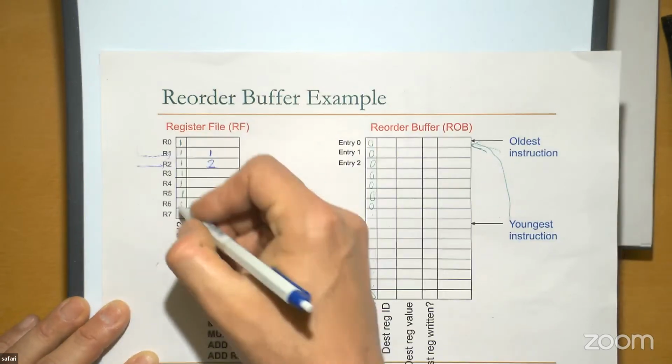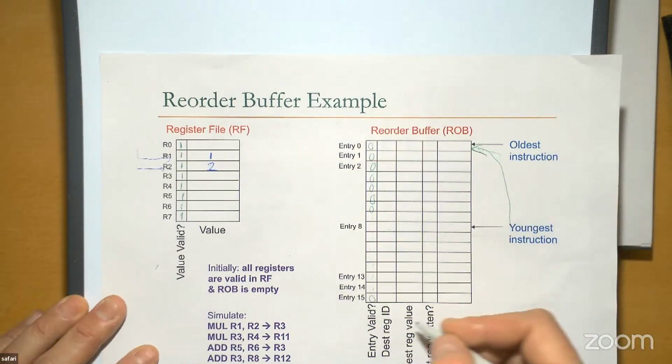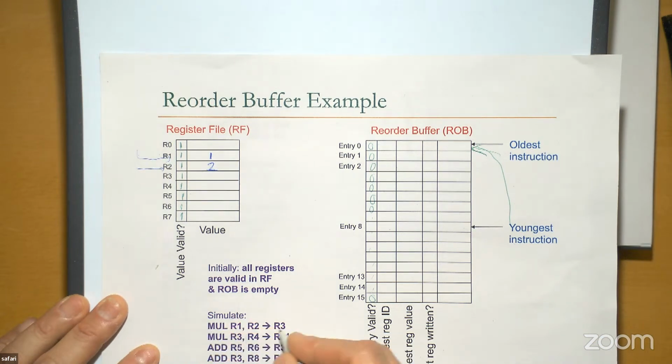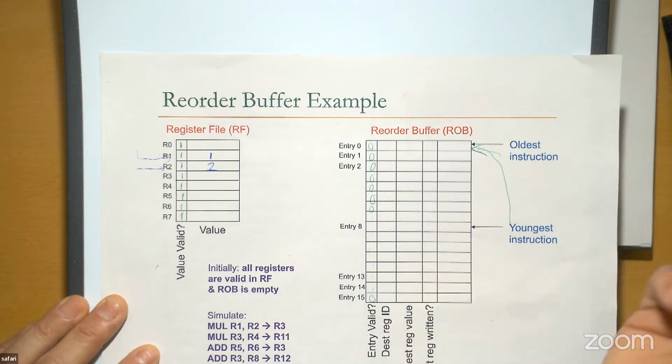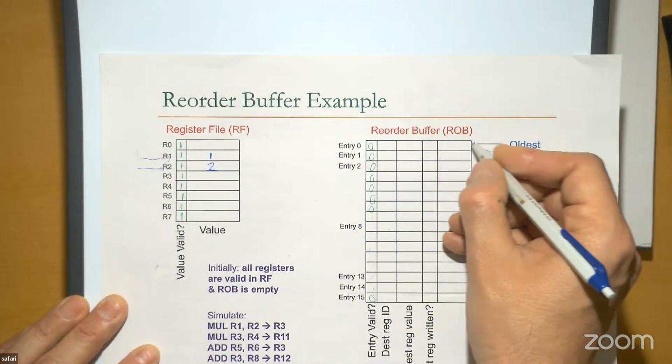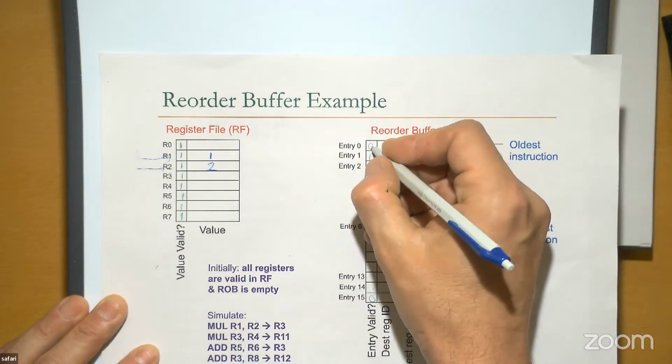While it's being decoded, you read the register file. But now we also introduce the reorder buffer. While the multiply is being decoded, you need to allocate a reorder buffer entry for it. You take the first empty entry, which is the oldest over here, or youngest. So there needs to be some pointer management that you need to do also.